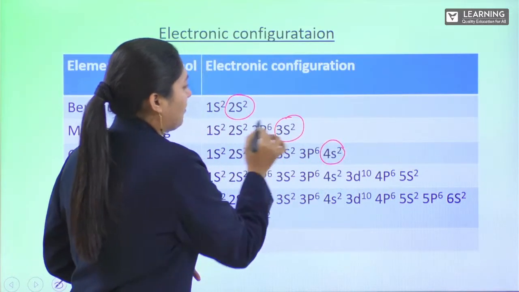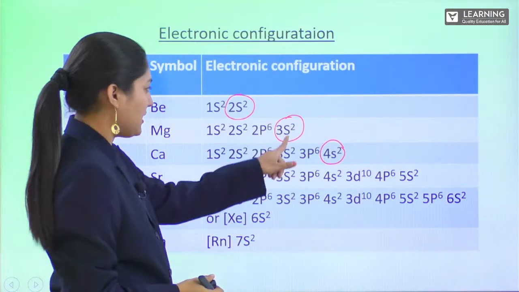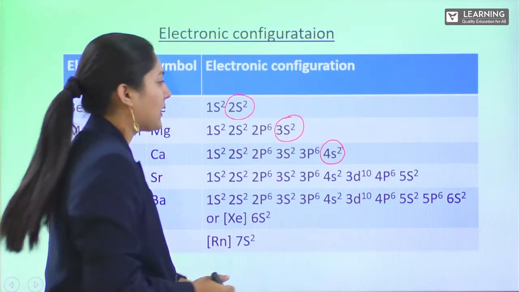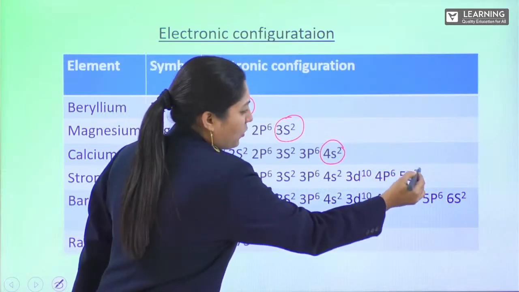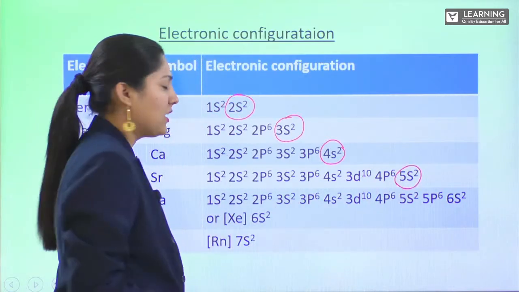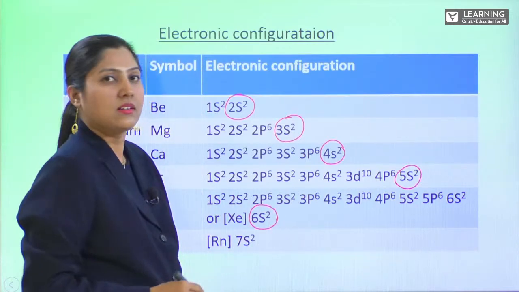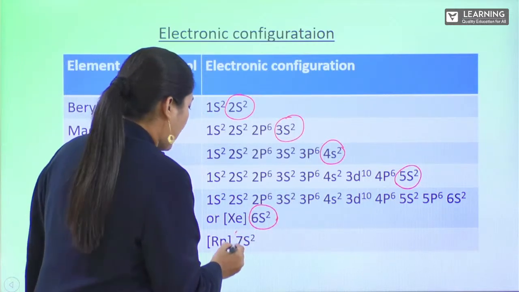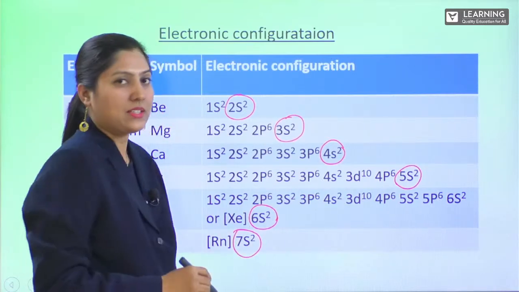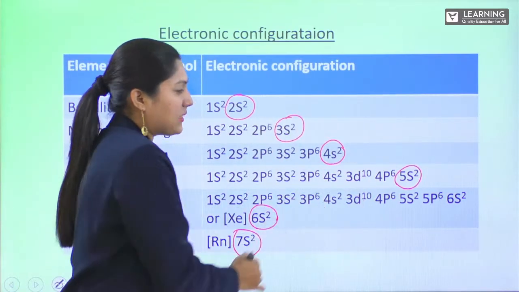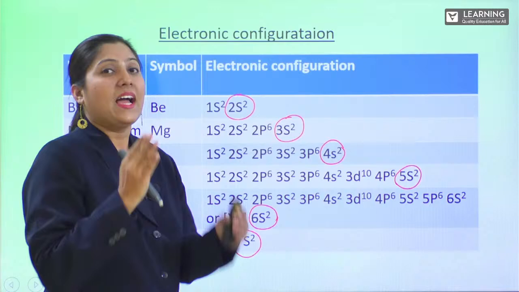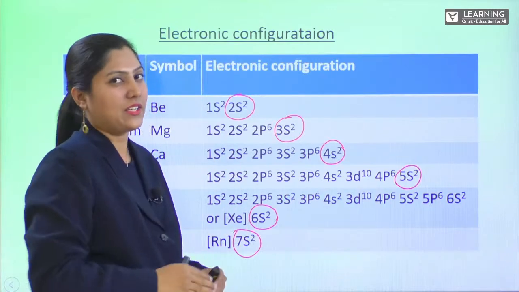In magnesium we have 3s, which has 2 electrons. In calcium 4s, likewise in strontium 5s, in barium we have 6s, and likewise radium with 7s2. All these s orbitals have 2 electrons, and hence they are in the second group.